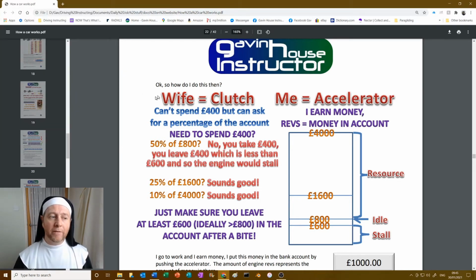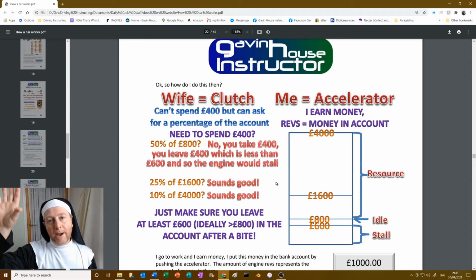Paula, Gavin's wife, is the clutch. Now she spends a percentage of the bank account. If she were to go to a cash point, she can't say, give me £80. But what she can do is look at the balance in the bank account, say 800, and say, oh, I need 10% of that. So she goes, doot, doot, pum, and she gets £80. Jeeves would then immediately put that £80 back in because that's what he's paid for.